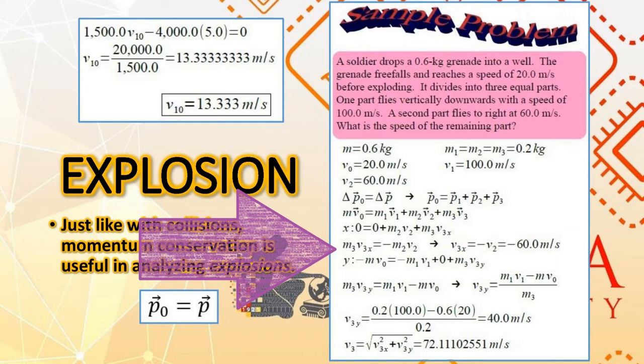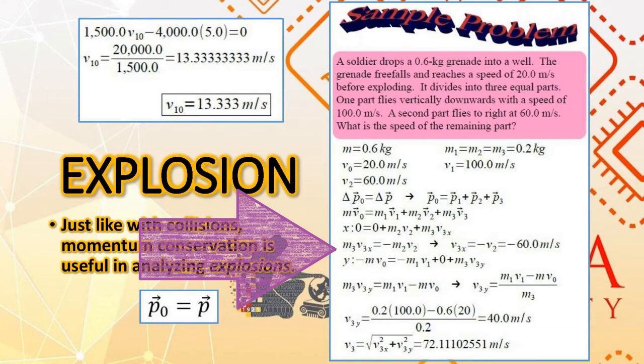This equation of conservation of momentum, x component, tells us therefore m3 v3x is equal to negative m2 v2. Since m1 is equal to m2 is equal to m3, we can cancel out mass. v3x, therefore, is just equal to negative v2. Knowing v2, we get v3x is equal to negative 60 meters per second.